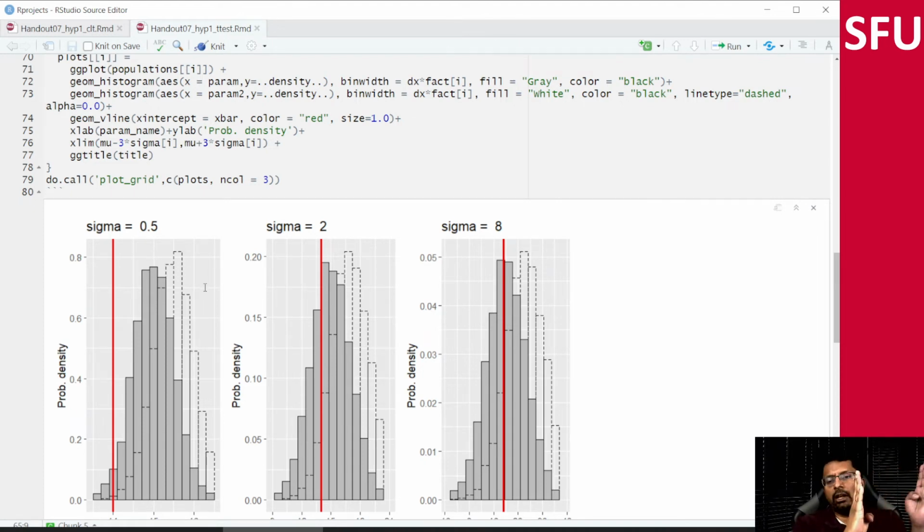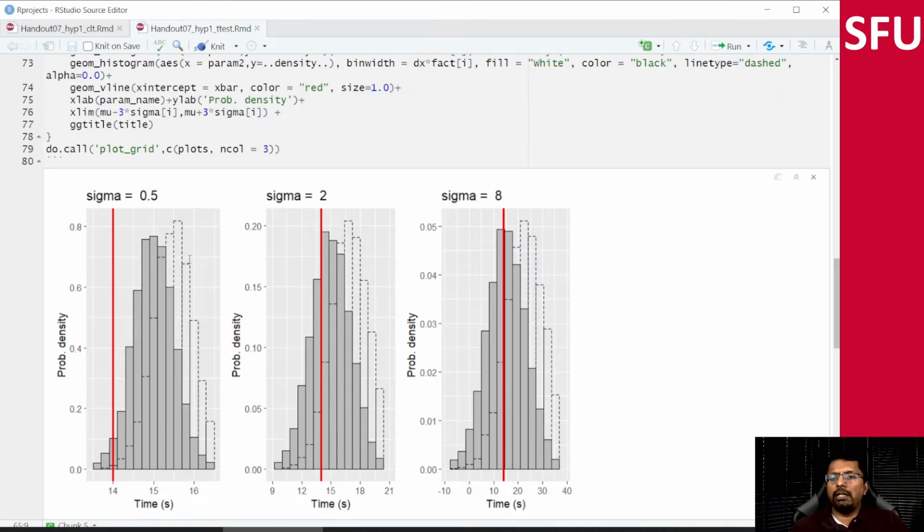So this just covers the range for my null hypothesis. This is the case where sigma is small, 0.5. This is the case where it's 2, and this is the case where it's 8. Notice that as I increase the standard deviation, the population spreads out.